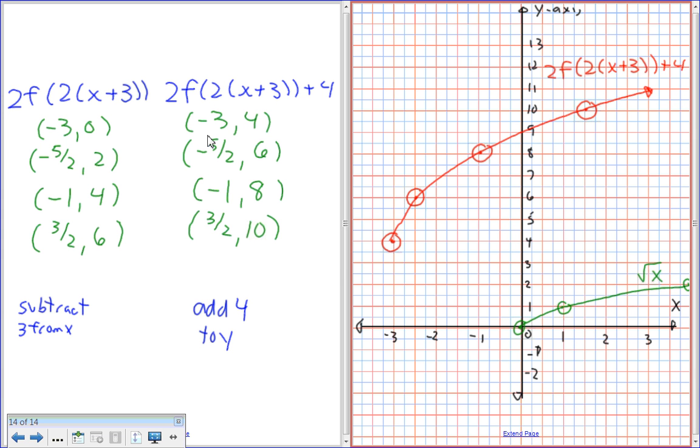Okay, can I get someone who's brave to try the domain and range for this monstrous graph? The red one, please.